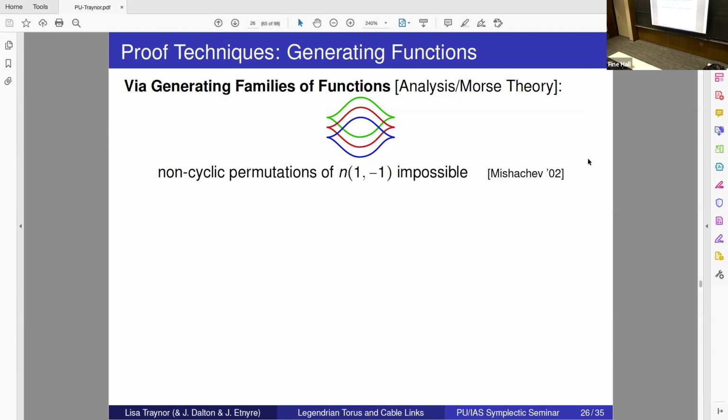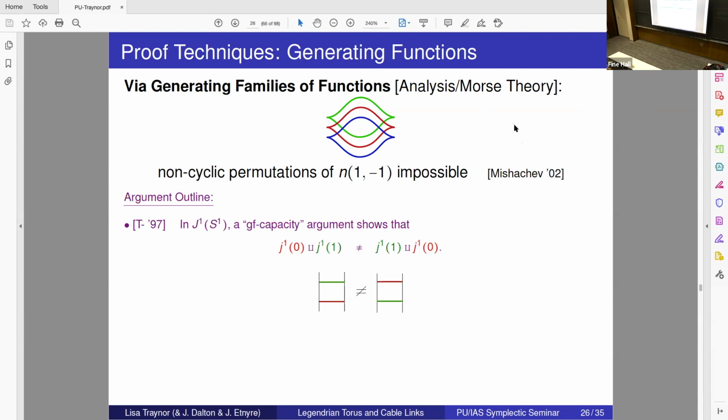So I just wanted to say that if you're just interested in some cases of P's and Q's, there are different techniques that will work. So for example, if my P is 1 and my Q is 1, so both P and Q are 1, that's something you can prove: non-cyclic permutations are impossible. You can do that using fairly elementary techniques of generating families of functions. So it's just Morse theory. And well, it's just an outline.